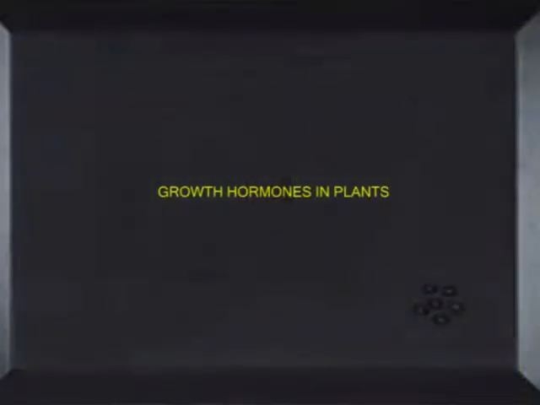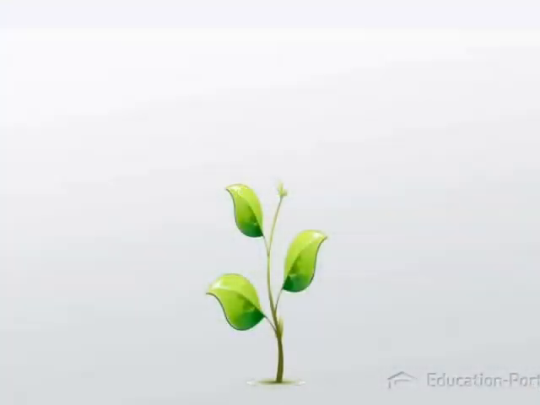We now look at the role of growth hormones in plants. Now, plant hormones are chemicals produced in very small amounts within the plant body, and they play a very important part in regulating plant growth and development. Most growth hormones are produced at the tip of a shoot and transported downwards to the root. The root tip produces very small quantities of the hormones.